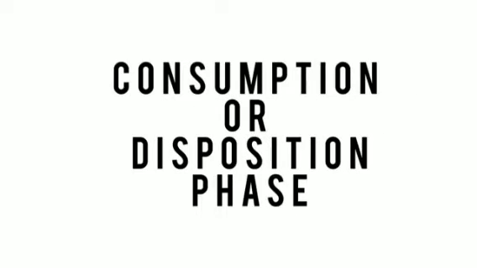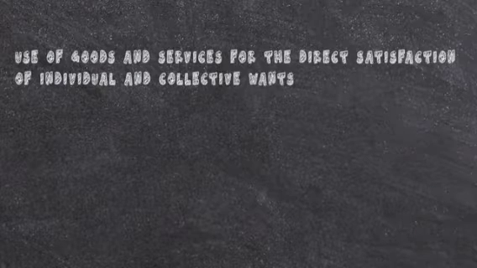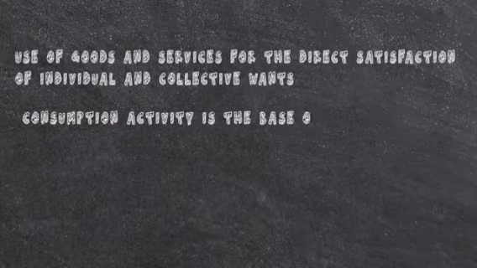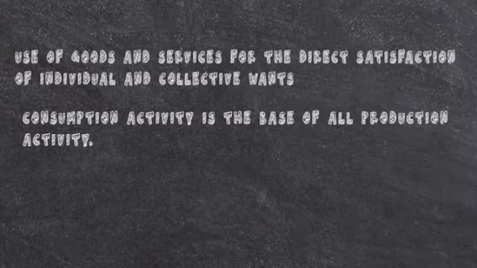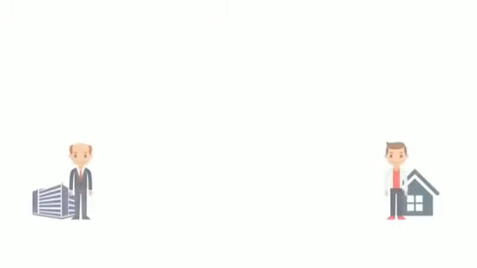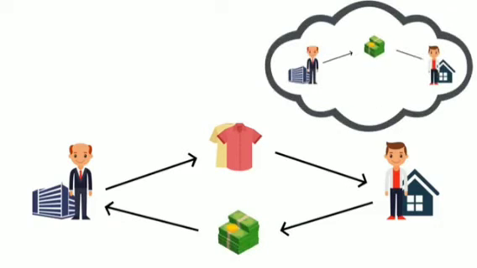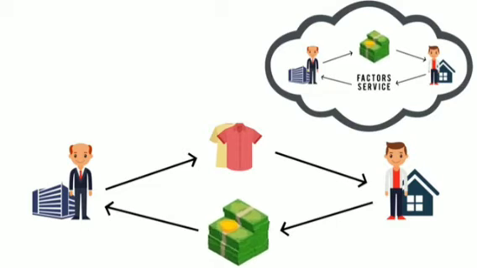So from this we have our third phase, which is the consumption, or disposition phase, which is concerned with the use of goods and services for the direct satisfaction of individual and collective wants. Consumption activity is the base of all production activity, for if not for consumption, there would have been no production. In this phase, the firm offers their product to the household for consumption, which the household purchases, with the use of the factor income earned from firms, by providing factor services.